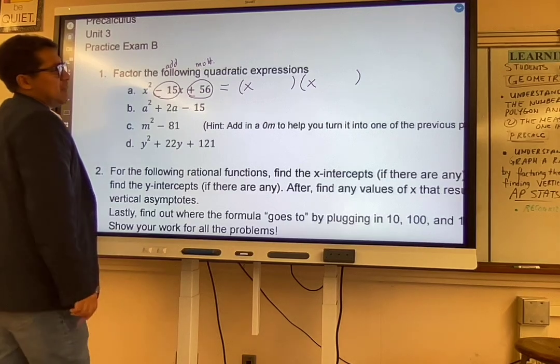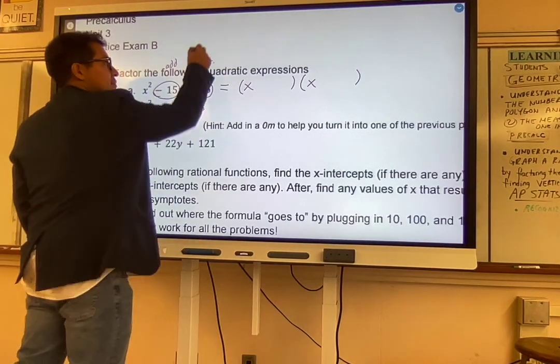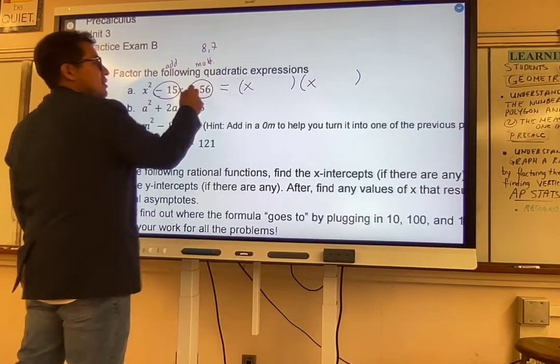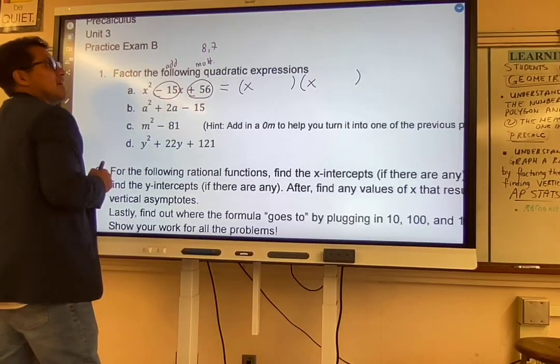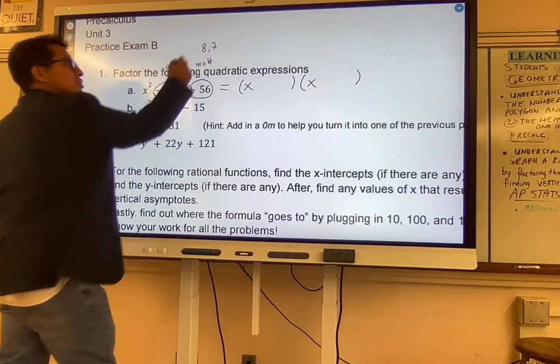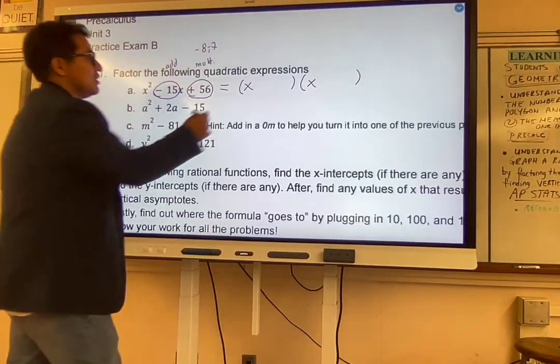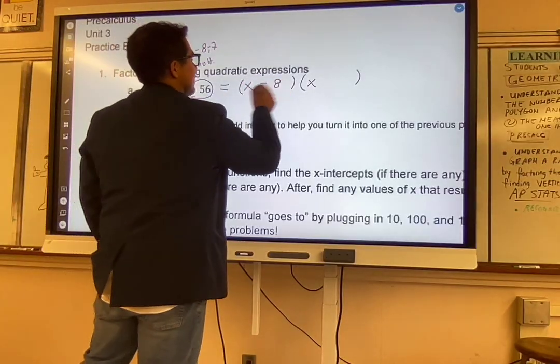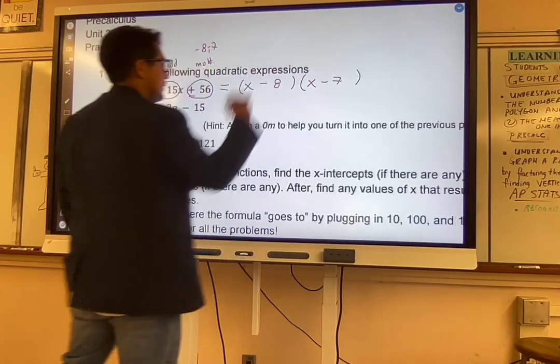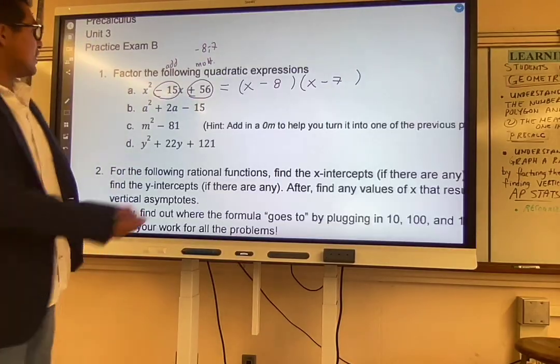So in this case, I know an 8 and a 7, right? 8 times 7 is 56. But when I add 8 and 7, I get positive 15, not negative. So remember to add the extra little negatives, right? If I add the negatives, then that works out for me. So this would be correctly factored as x minus 8, x minus 7. Nothing more than that. Move on to the next one.